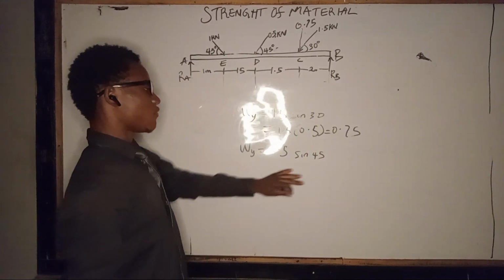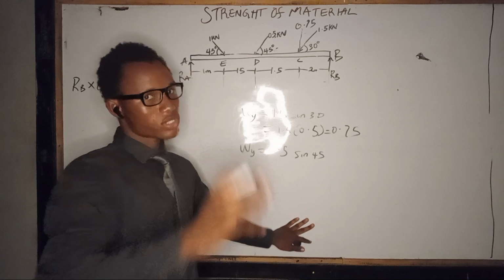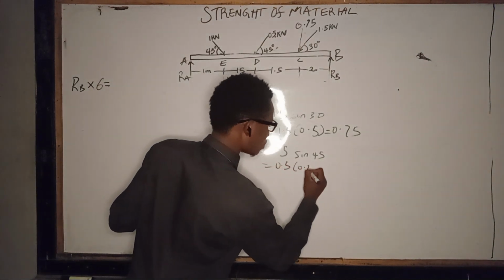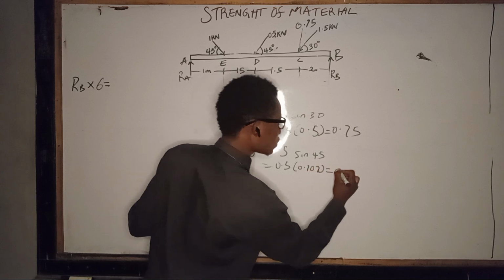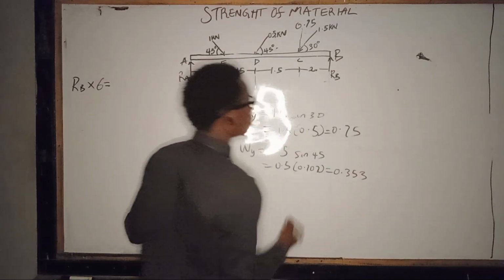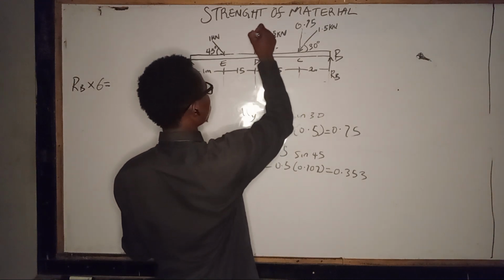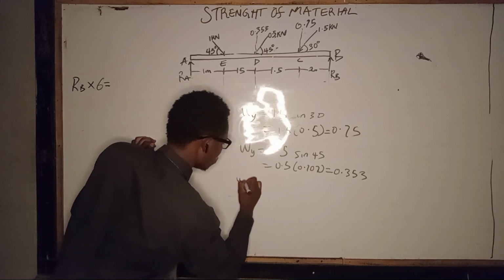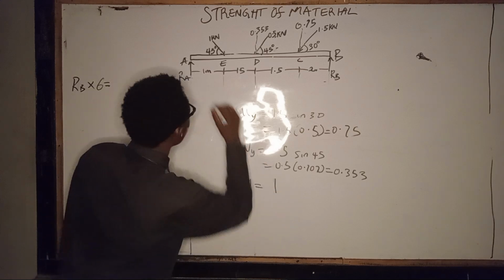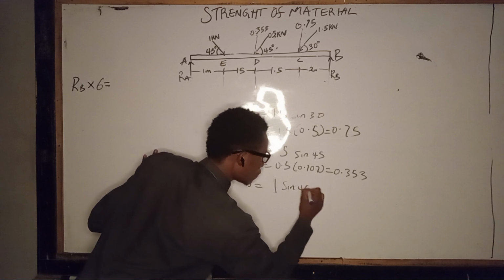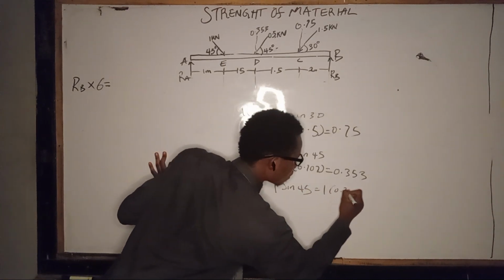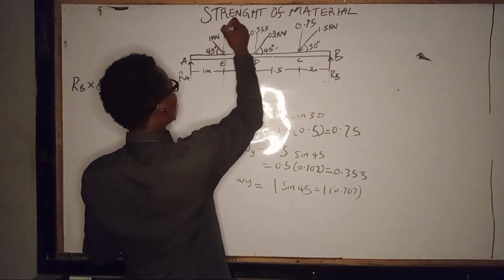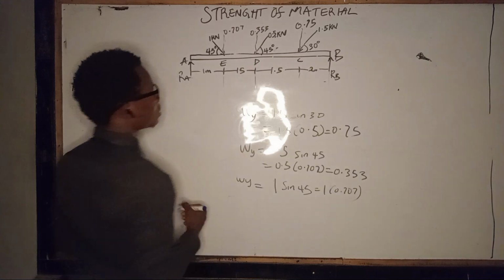Then for this one here, W of y is equal to 0.5 sin 45, and sin 45 is 0.707 on your calculator. So 0.5 times 0.707 gives us 0.353. Therefore the vertical component of this is 0.353. For the third one, W of y is equal to 1 times sin 45, which is 1 times 0.707, giving us 0.707.